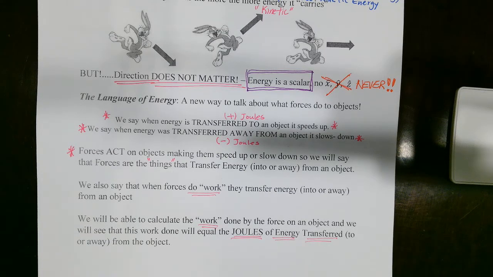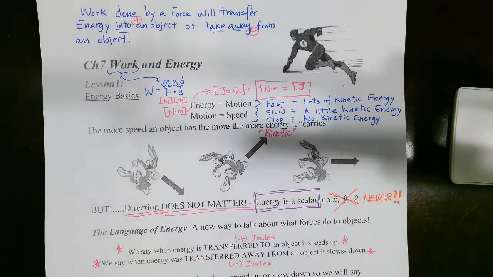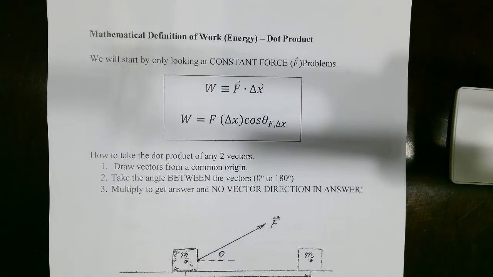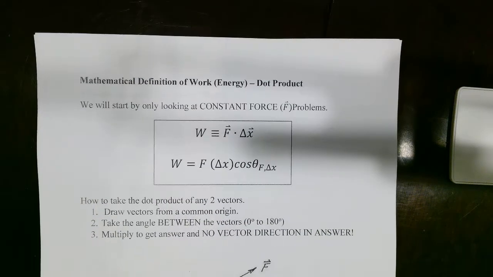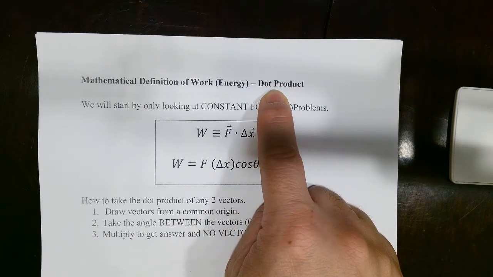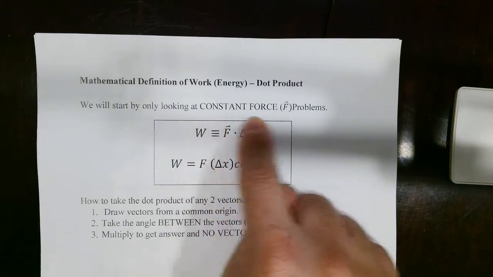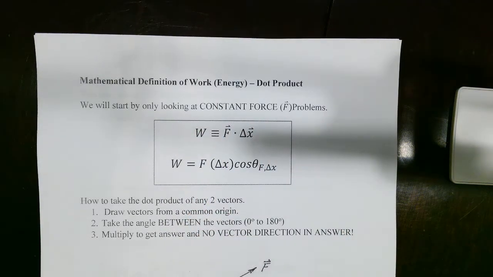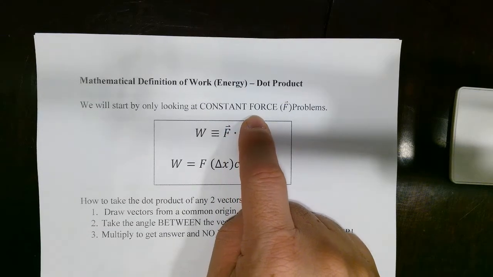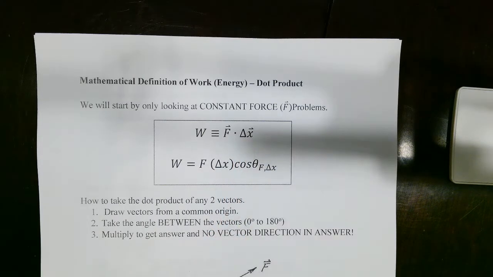All right, so how do we calculate work? Remember I said when you have to do work, you get mad? Well, here's some more mad things you have to do. Ready? The mathematical definition of work is basically the dot product of force and displacement. Okay? So we will start only by looking at constant force. We could later on see that force can be a varying force, then it gets a little bit more complicated, but the concepts are the same, right?